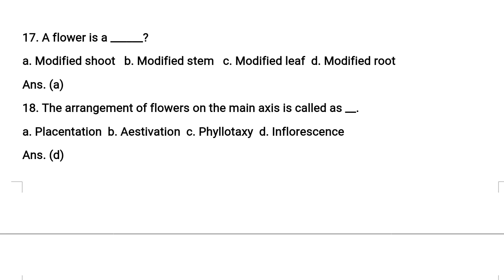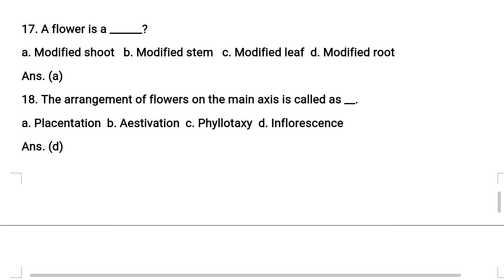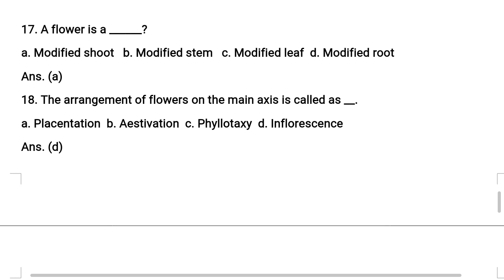A flower is a. This question is also from the inflorescence concept. Let's have a look. Option A, modified shoot. Option B, modified stem. Option C, modified leaf. Option D, modified root. So the correct option for this question is option A, modified shoot. This is very interesting and important for competitive level examinations. A flower which we are seeing, generally it is a modified shoot.